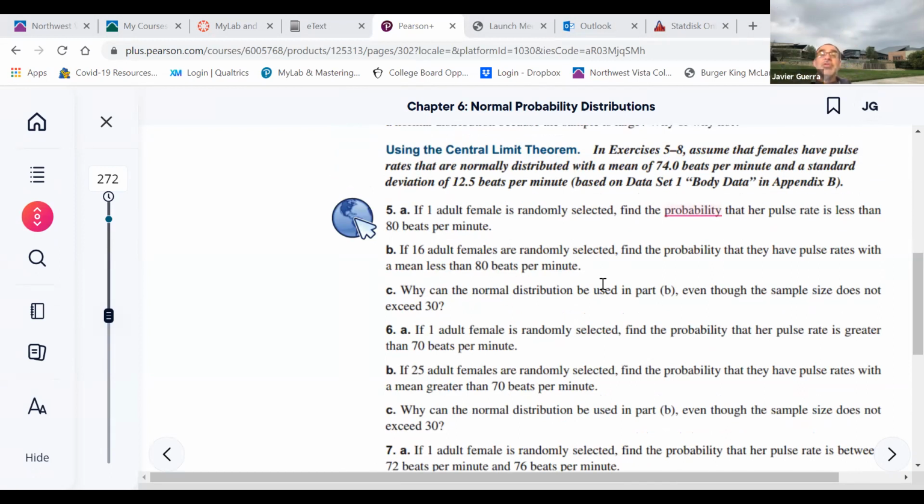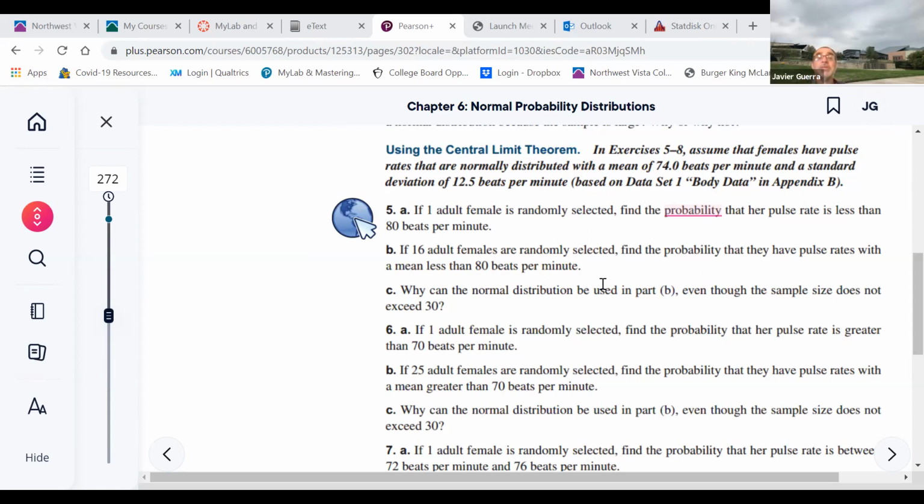Number 6. I think you're using the same instructions as we did for number 5. That top part above 5, we're using the same item. So what is your mean and standard deviation for number 6? Your mean is 74.0, and your standard deviation is 12.5. Perfect.